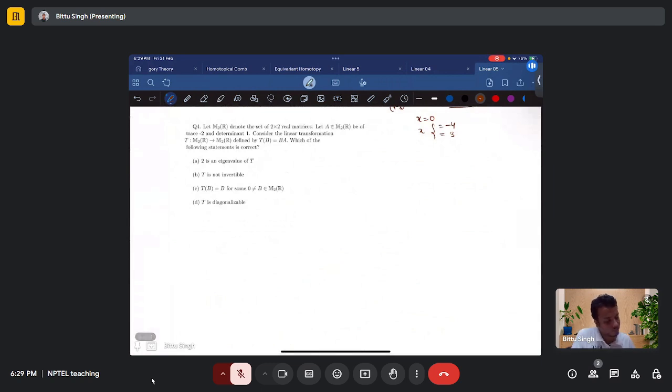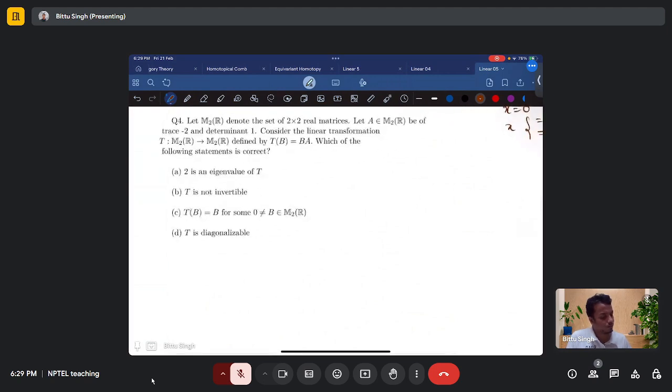This is our question number 4. Here it is M2R, that is the space of all 2 by 2 matrices. Trace is minus 2 and determinant equal to plus 2. Now the question is, we need to find these operators corresponding to this operator T, B equal to BA. We need to see if those are true or not.